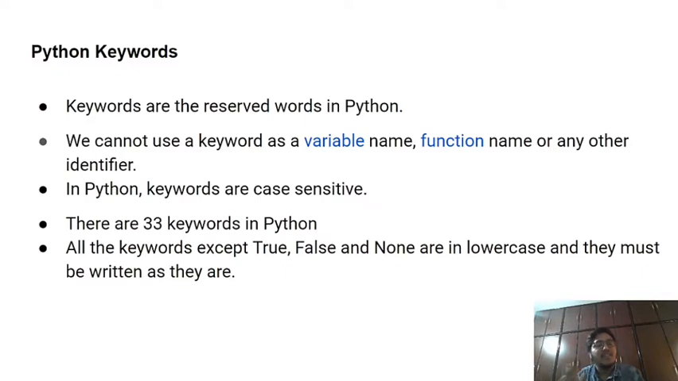All keywords except True, False, None are in lowercase. They must be written as they are. So True, False, None. Except these three, the remaining 30 keywords are written in lowercase. Only these three keywords are written in capital case. Like in True, T is capital, in False, F is capital, in None, N is capital. These three are the keywords that are written like this, and all the remaining keywords are written as lowercase letters.